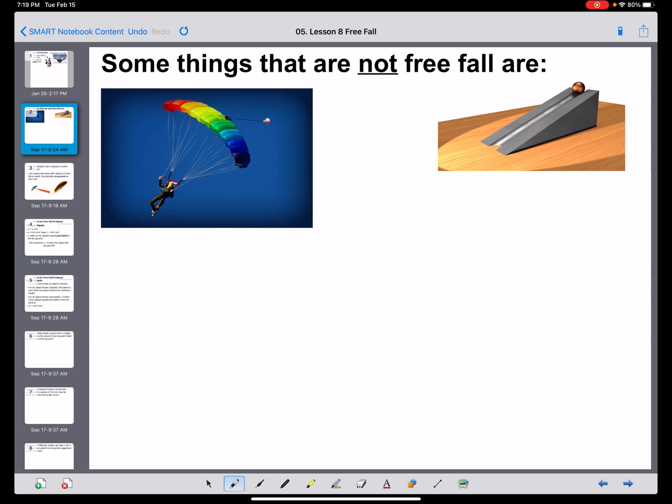Some things that are not free fall: if you go parachute jumping and the parachute is open, that's not free fall, because there's air resistance, or friction from the air, pushing you up at the same time as gravity is pulling you down. Since it's not just gravity, that's not free fall. The other thing would be an object that's rolling down a ramp. That's not free fall either, because although gravity does pull the object down, the ramp surface is pushing up on the object, and that makes it not free fall.